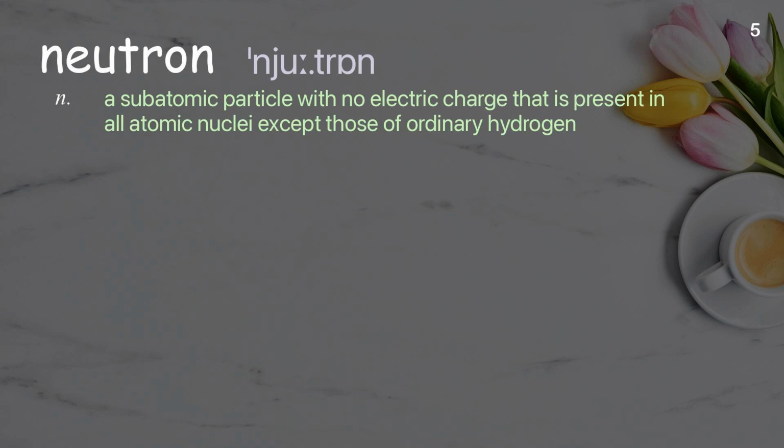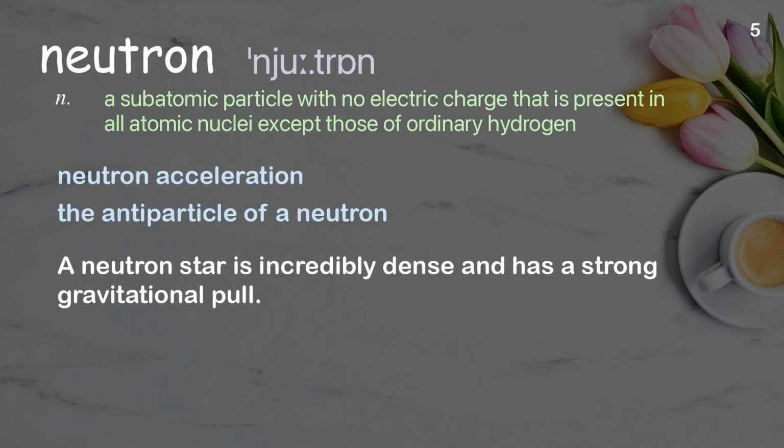Neutron. A subatomic particle with no electric charge that is present in all atomic nuclei except those of ordinary hydrogen. Examples: Neutron acceleration. The antiparticle of a neutron. A neutron star is incredibly dense and has a strong gravitational pull.